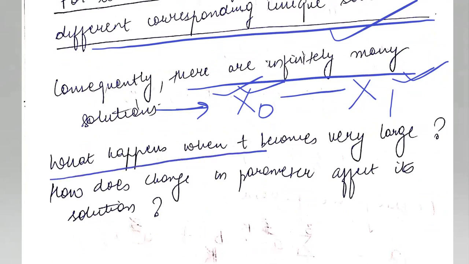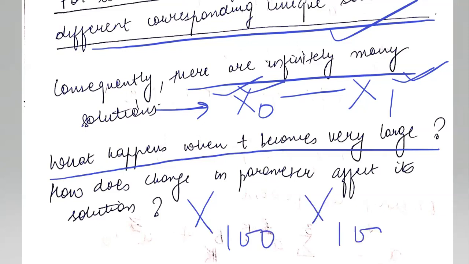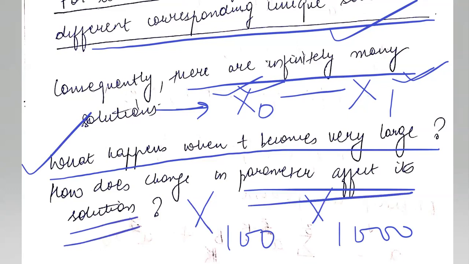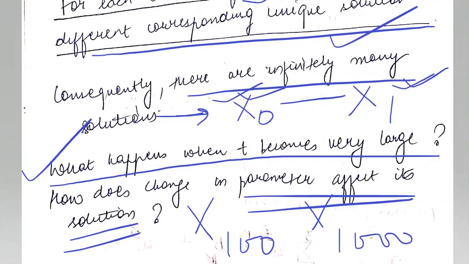Now, this is the question that we were discussing in the last video. What happens when t becomes very, very large? Suppose I ask you to find x100 or x1000, then what would happen? This is something that we have to understand. How does a change in a parameter affect its solution? If I change the parameters, how do my xt's change? This is something that I also have to see.